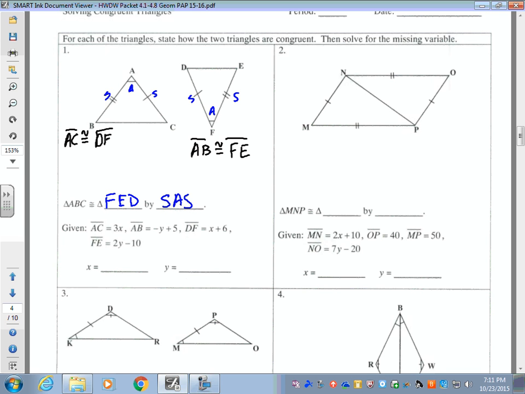So AC, we know already it's 3x. DF is x plus 6. And we know that AB, which is a negative y plus 5, is going to be equal to FE, which is 2y minus 10. And now we have our equation and we can just solve for x. So I'll give you a moment to do that. You can pause the video and then check your answer.